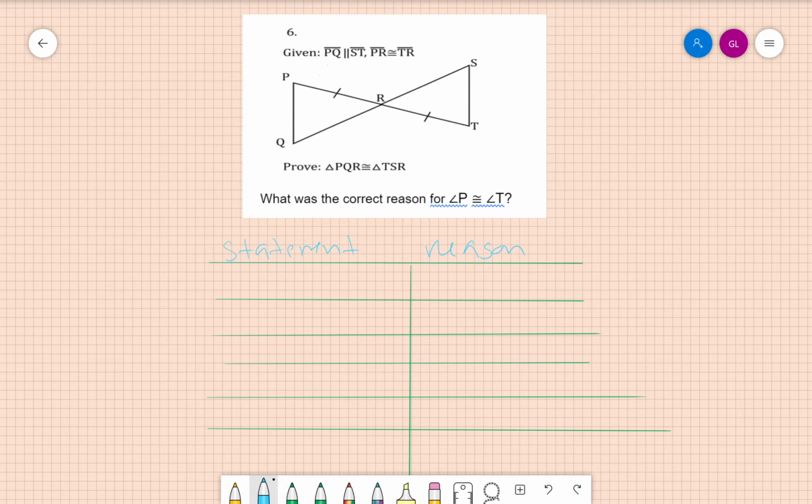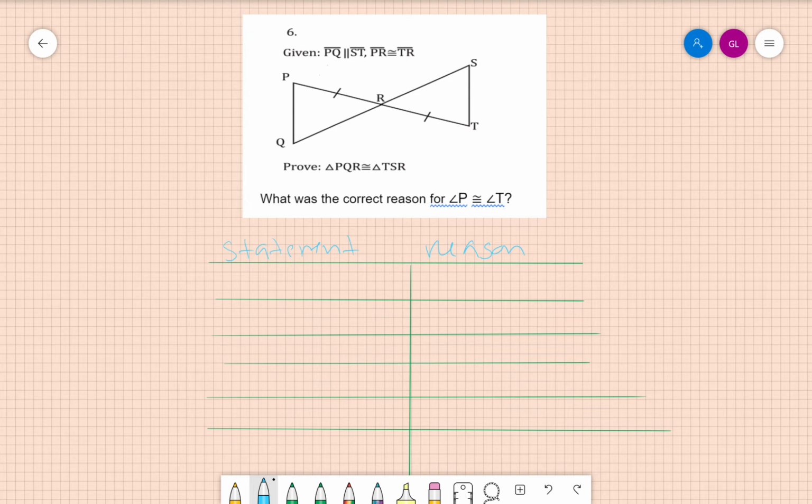I don't know who posted this question for number six, but I'm going to answer it anyway. Like I stated before, you want to make sure that you are indicating the congruent lines with hash marks and congruent angles with arcs to make sure we can follow suit in which triangle postulate we should be able to use. It says that given line PQ is parallel to line ST.